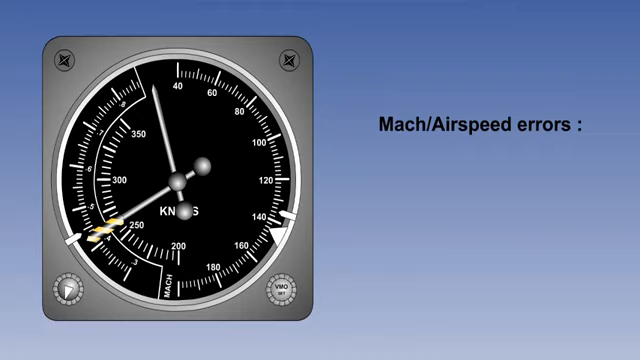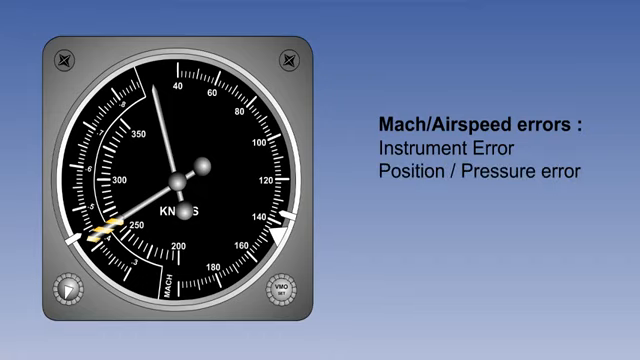Where the Mach airspeed indicator uses pitot-static sources, the basic principles of both the airspeed indicator and the Machmeter still apply, and the combined instrument will have the errors of both the Machmeter and the airspeed indicator. These errors are firstly, instrument error. This error results from manufacturing imperfections, friction, and play in the moving parts of the instrument. The next error is position or pressure error, which occurs as a result of suction and turbulent airflow in the vicinity of the pitot head or static source.